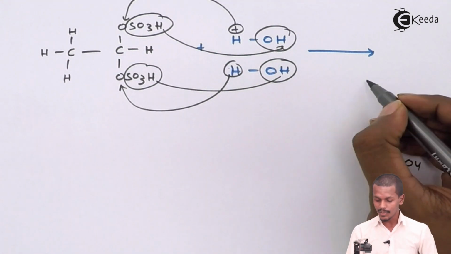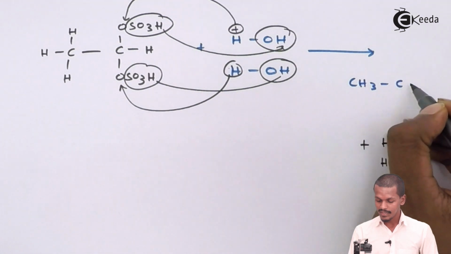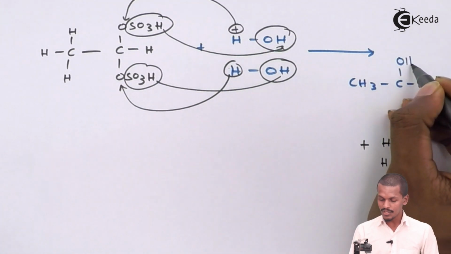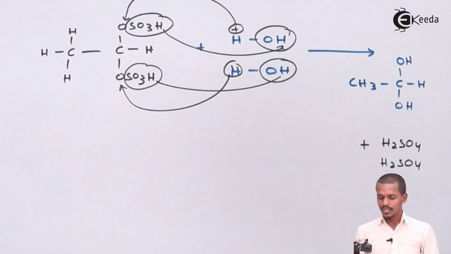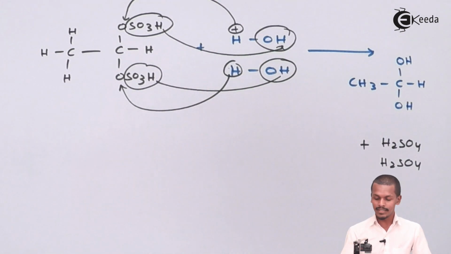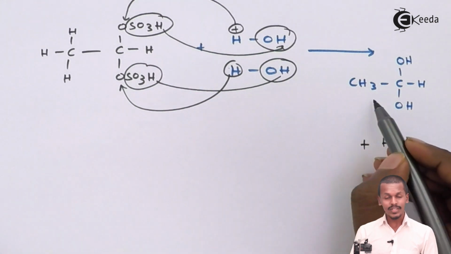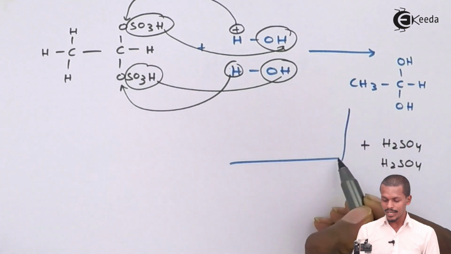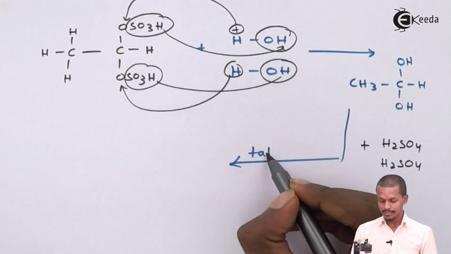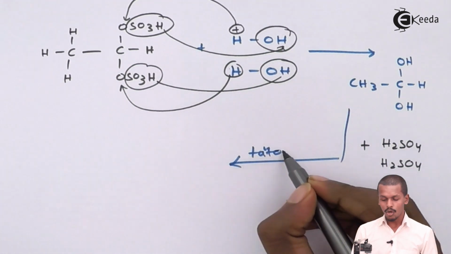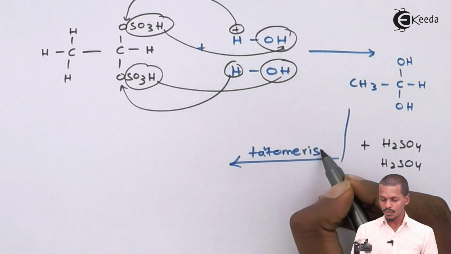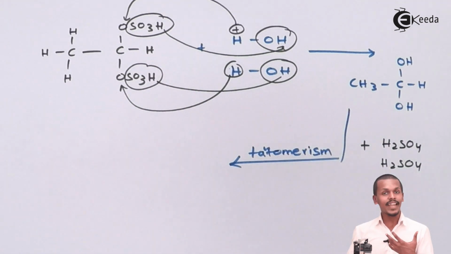So the product is CH3CH. Here it would be OH, and again here it would be OH. So this is basically a diol that we have got, and both the OH groups are present on the same carbon atom, but this kind of product is very unstable. So this product will undergo a tautomerization process, or the tautomerism would happen, and that would lead to the formation of basically an aldehyde.